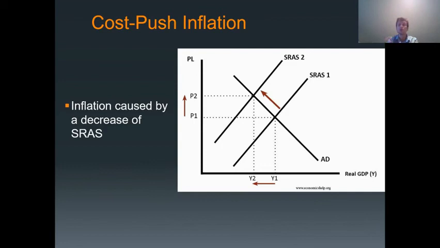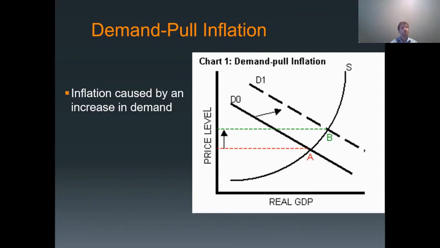So we're going to go into two types of inflation terminology that you have to know. So cost push inflation is inflation caused by a decrease in short-run aggregate supply. So in other words, it's another terminology for stagflation. So short-run aggregate supply shifts to the left. That is cost push inflation. Demand pull is the other one. It is inflation caused by an increase in demand. So generally speaking, when there is expansionary policy, it's going to cause some amount of demand pull inflation.